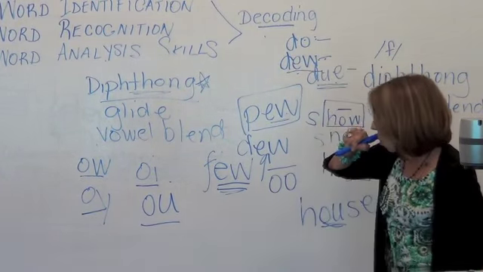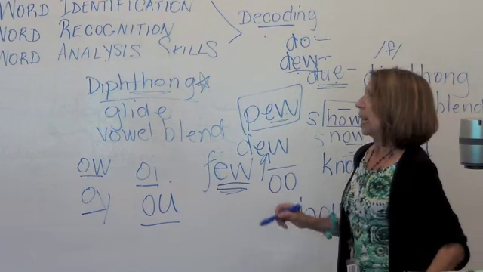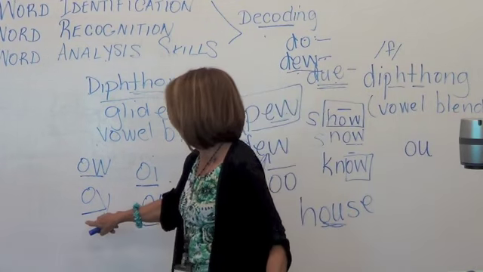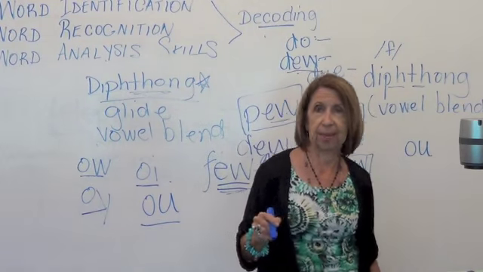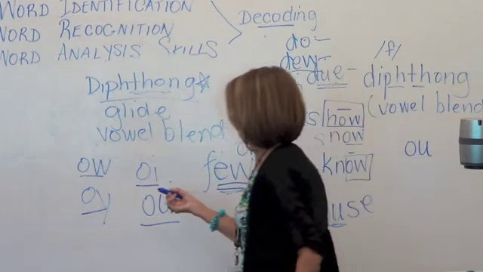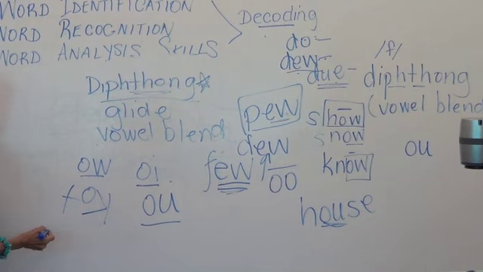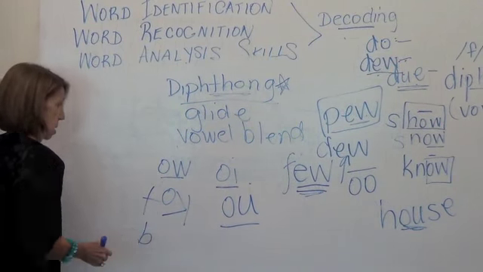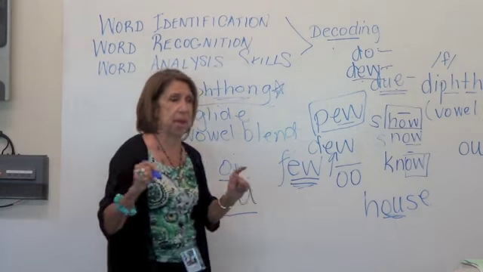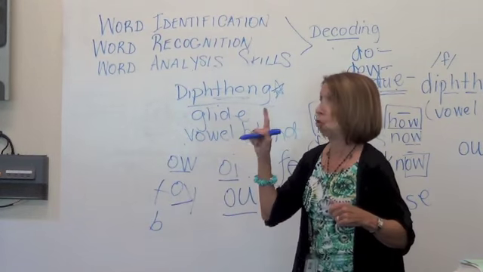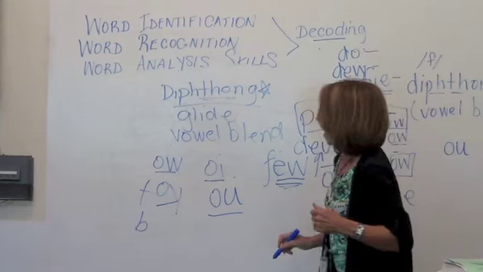Okay, so give me some words that have the diphthong O-Y. Toy. Boy. Toy. Boy. Destroy. Good. Oy, oy, oy. The diphthong sound, oy. Okay.